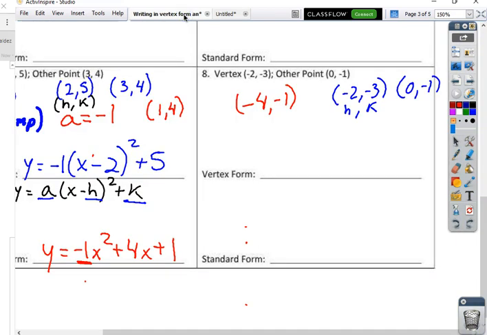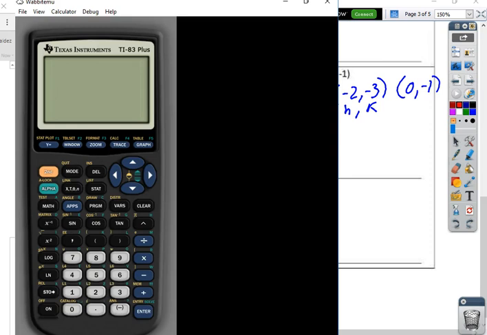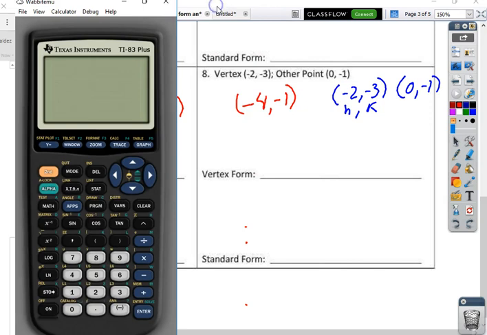I can put in stat edit, so I'm going to take my calculator. Now it looks kind of funky here, so let's see if I can visualize it here. All right. So then I'm going to get my calculator, go ahead and turn it on, and go to stat edit. Now, if I have something in there, just hit the delete key, or you can clear the memory and just reset the calculator.